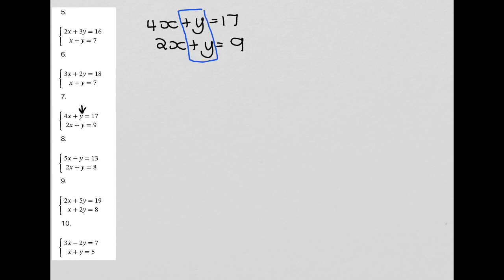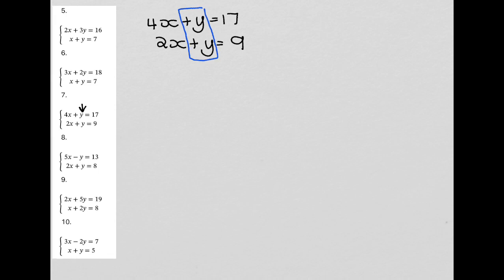Next is dust. Different add, same subtract. Are they different signs or the same sign? They are the same sign. Same is subtract. So I'm going to say 4x take away 2x, which is 2x. And I'm going to say 17 take away 9, which is 8. So if 2x equals 8, then x equals 4.